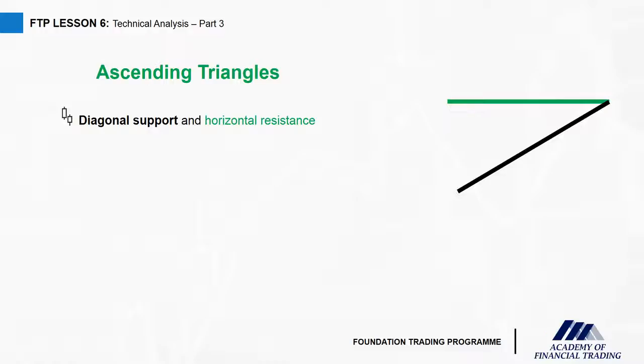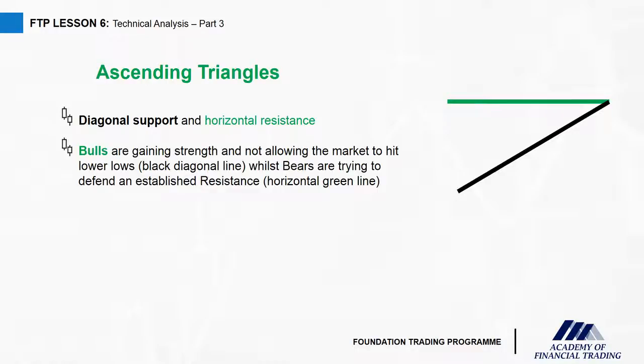Okay, now, Luke, I wouldn't necessarily say the price is going up, but the low is going up, okay? So what it means is bulls are gaining strength and not allowing the market to hit lower lows. So look at this black diagonal line.